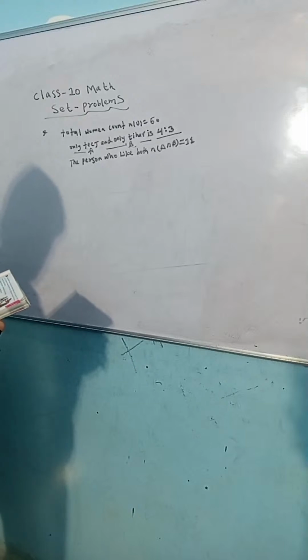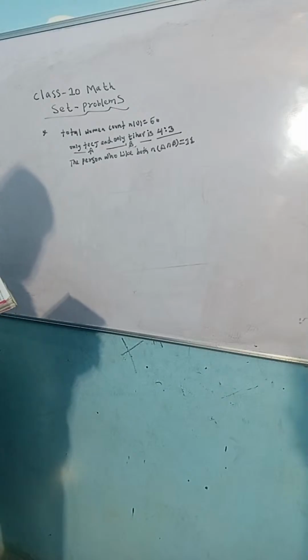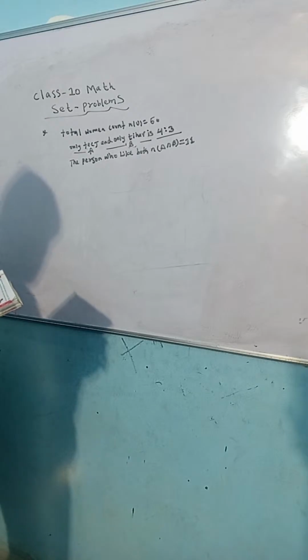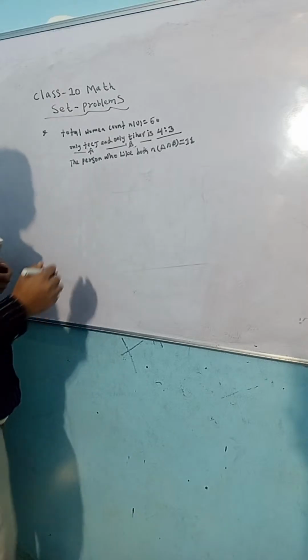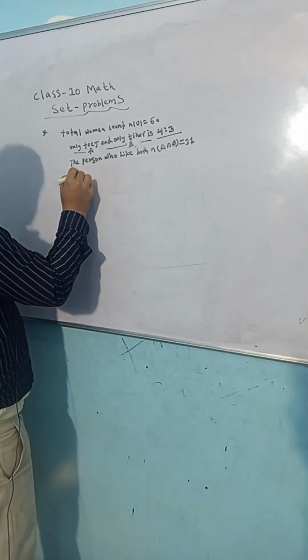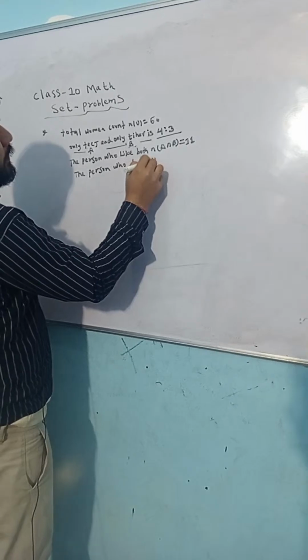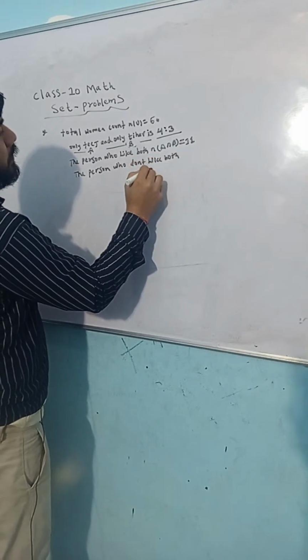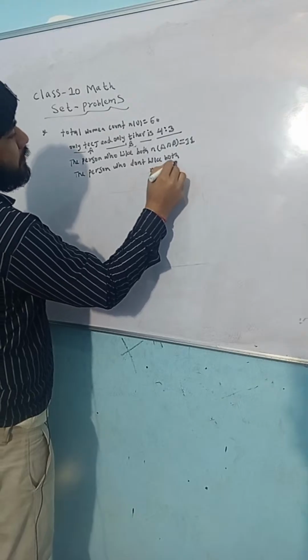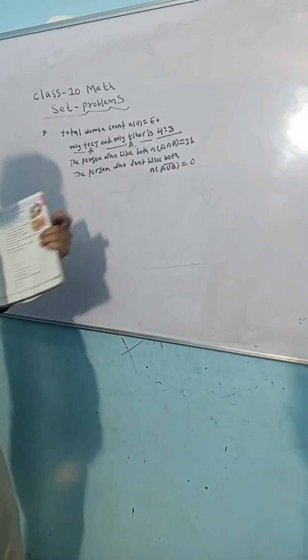So if no woman likes both of them, it means we don't have this complement portion, guys. The complement portion is completely 0. Whatever we are deciding here, we don't have any complement portion. It means the person who doesn't like both, n of (A union B) complement, is 0. This is not there.